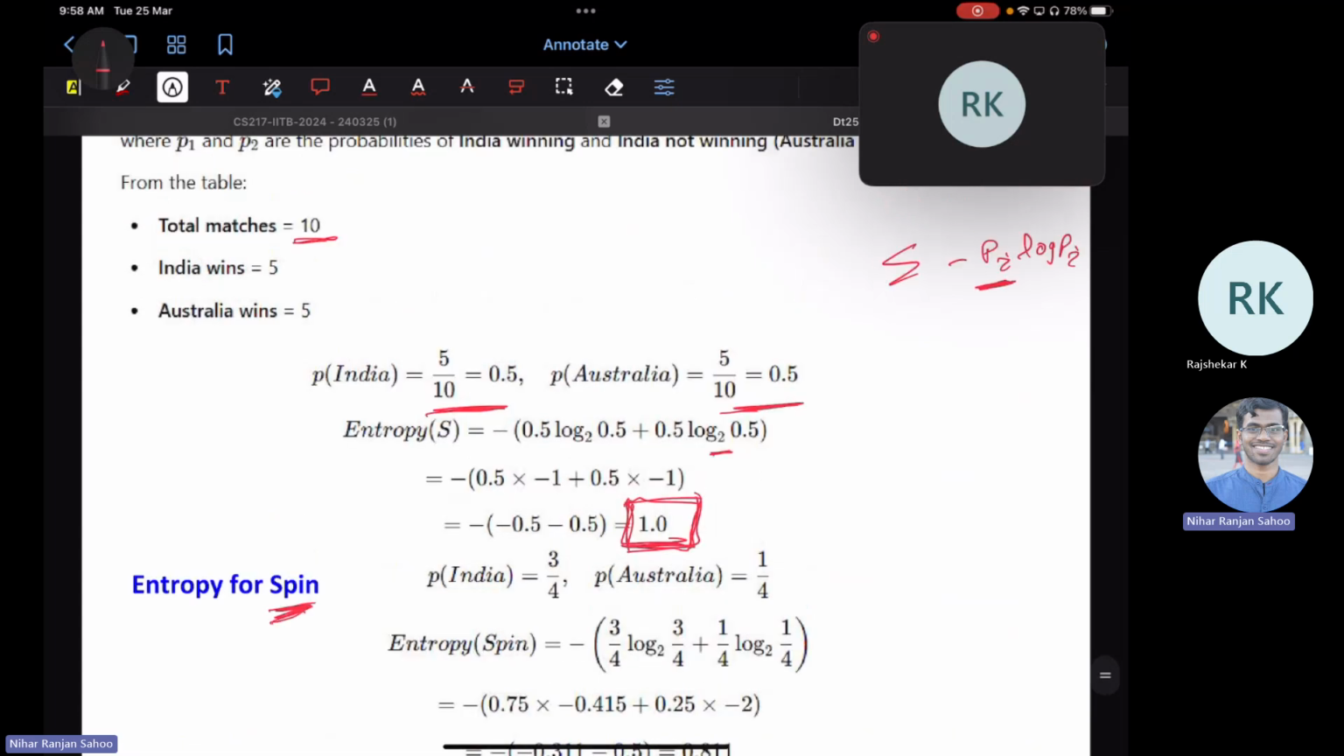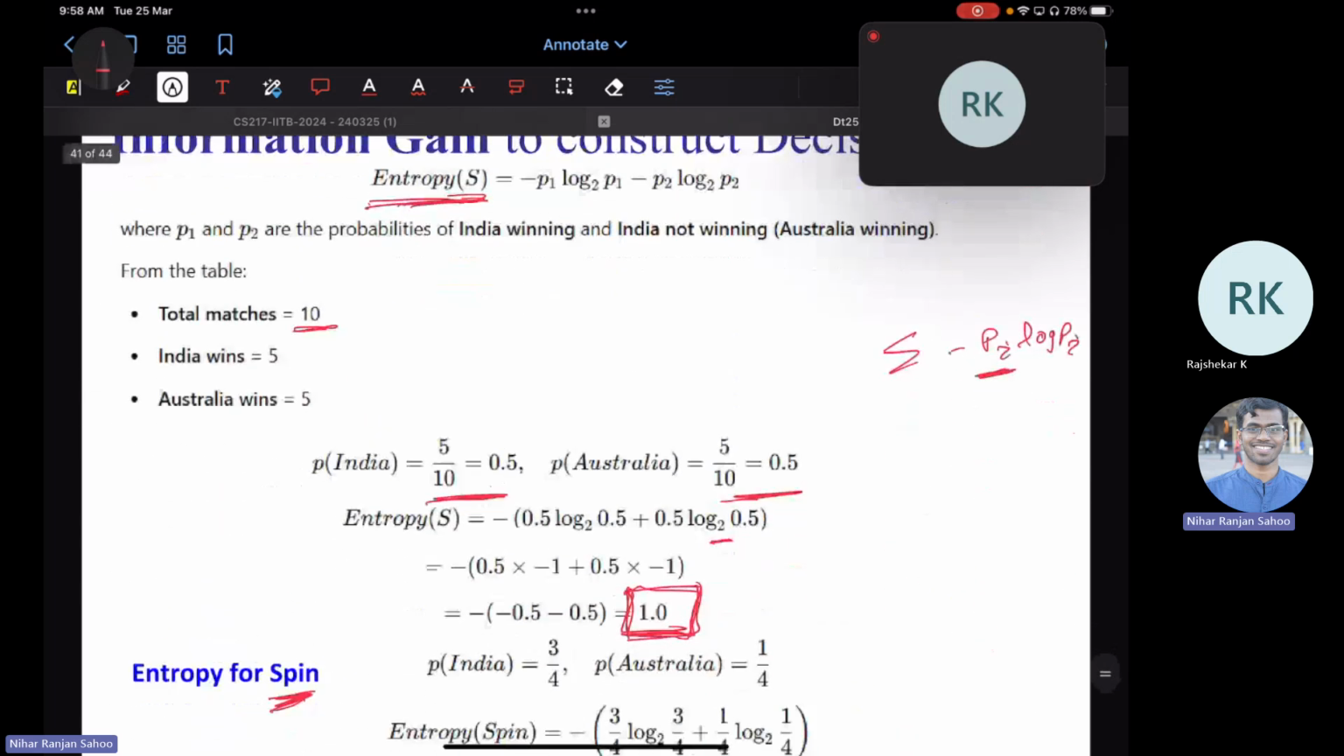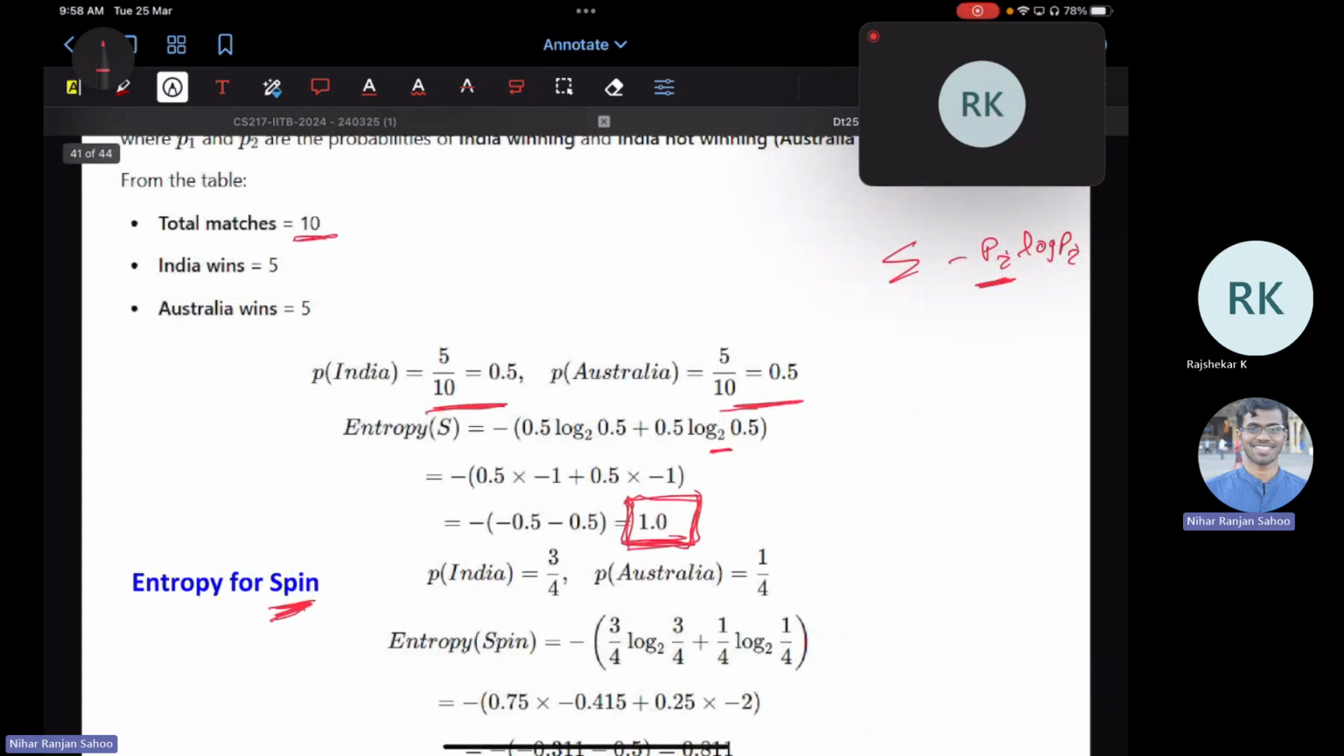Out of all the matches that happened on spin friendly pitches, there are 1, 2, 3, 4. Out of these 4 matches, how many times did India win? India won once, twice, thrice. 3 by 4 times India wins. So that is the conditional probability of India winning given a spin friendly pitch. This is probability of India conditioned on spin friendly pitch, right? So that is 3 by 4. Similarly for Australia it is 1 by 4.